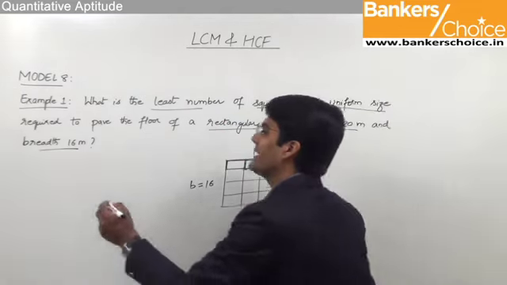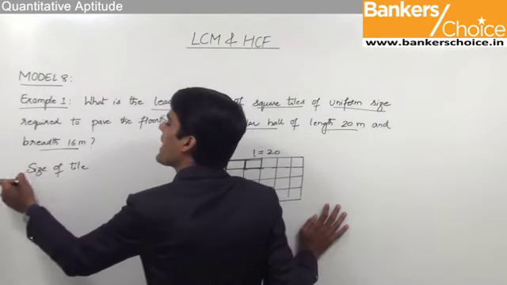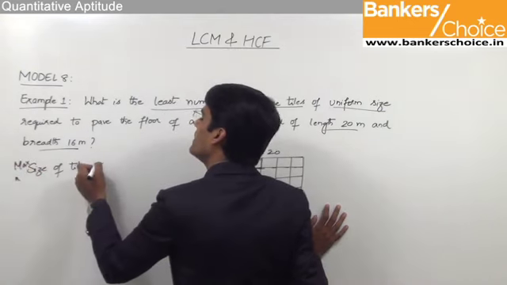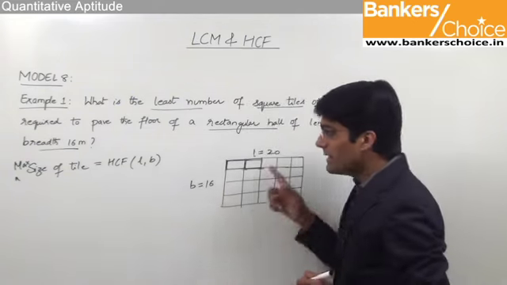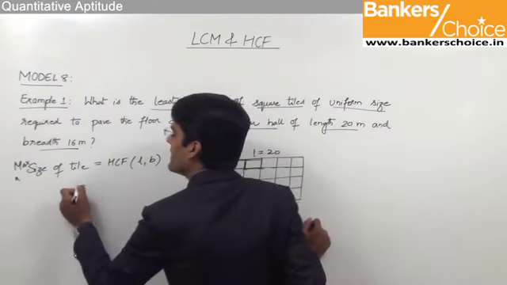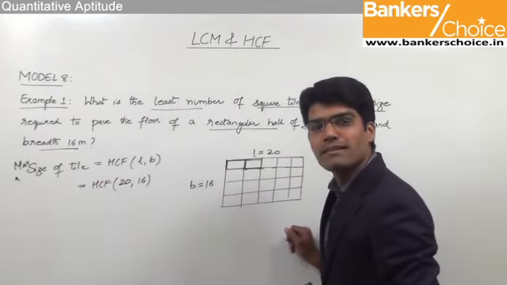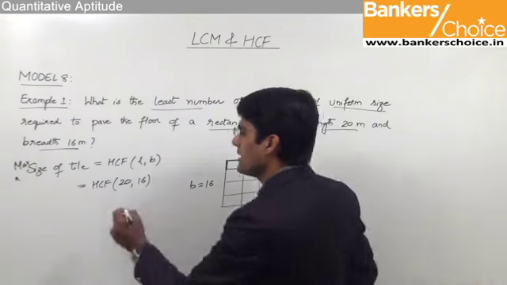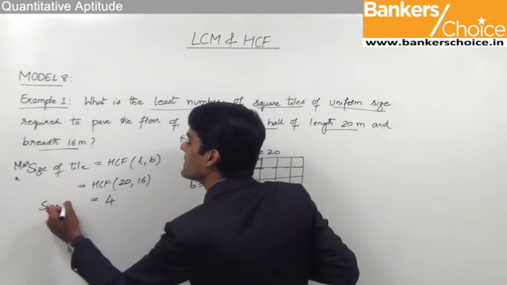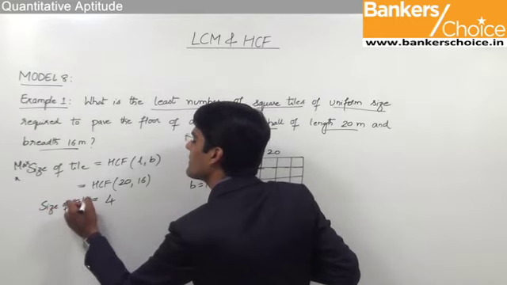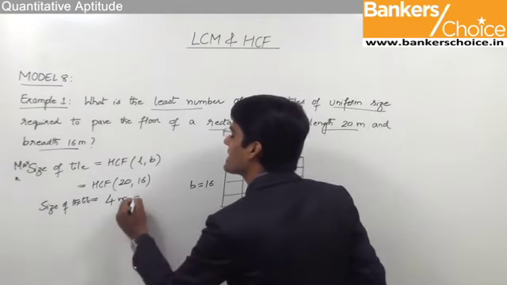So we can understand that the maximum size of the tile will be equal to the highest common factor of length and breadth. So in this particular case, the size of the tile can be taken as the highest common factor of 20 and 16, which is the length and the breadth respectively. And when you do the calculation, this size comes out to be 4. So we can say that the size of the tile should be equal to 4 meters. That is nothing but the side of each tile. Let us take it as S.